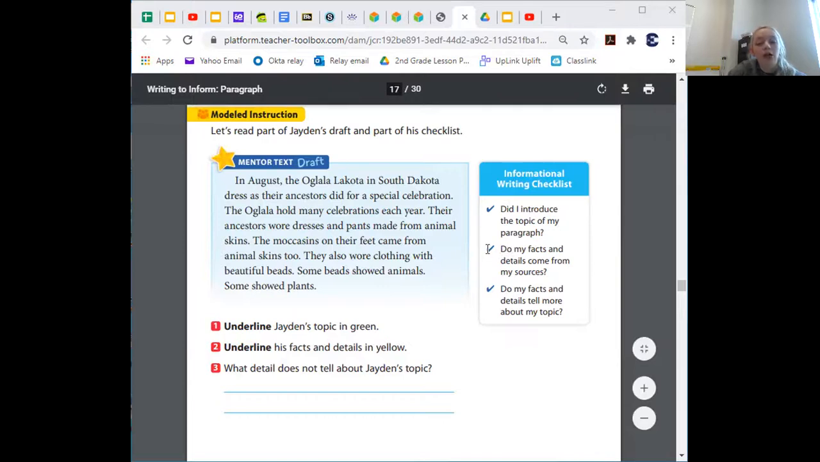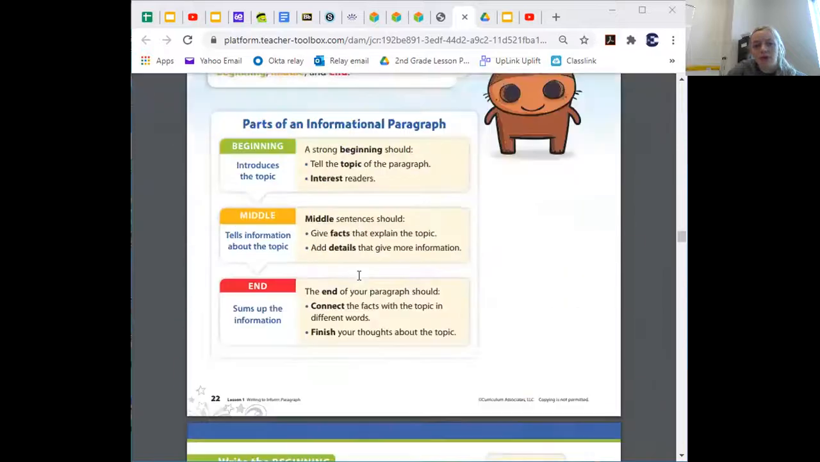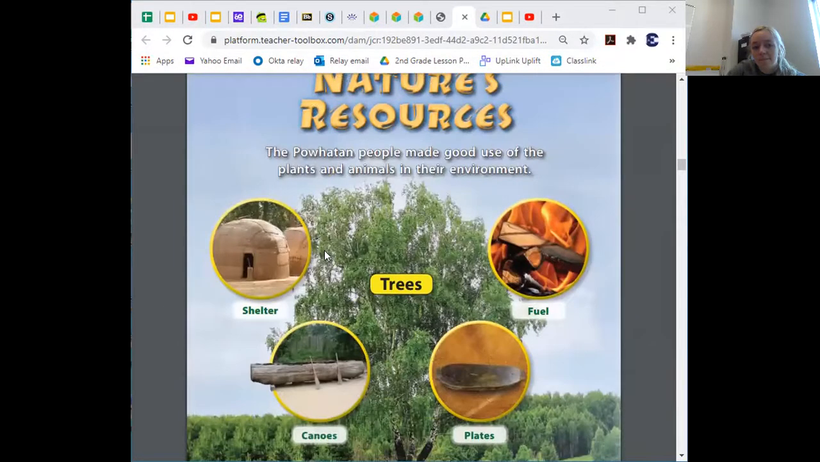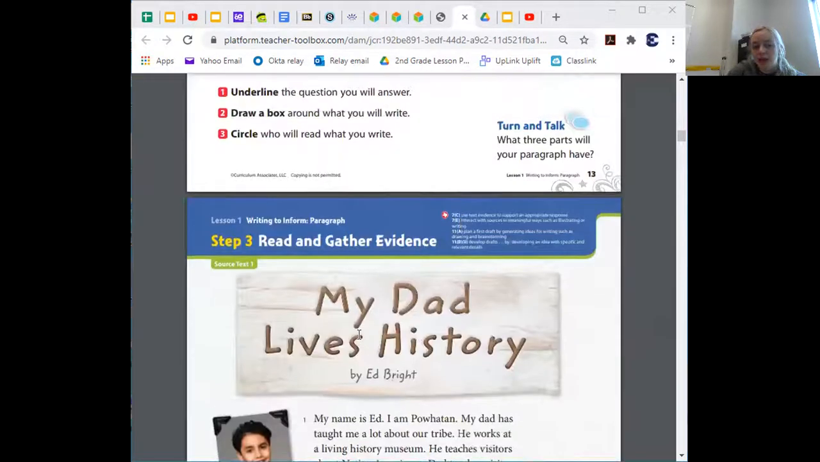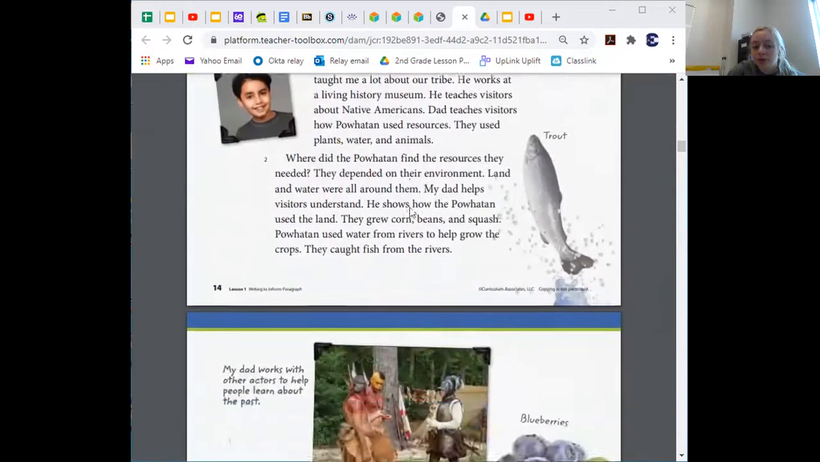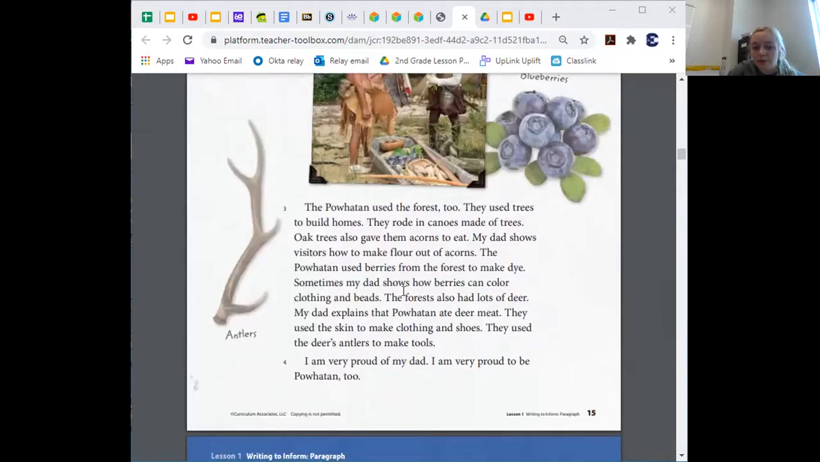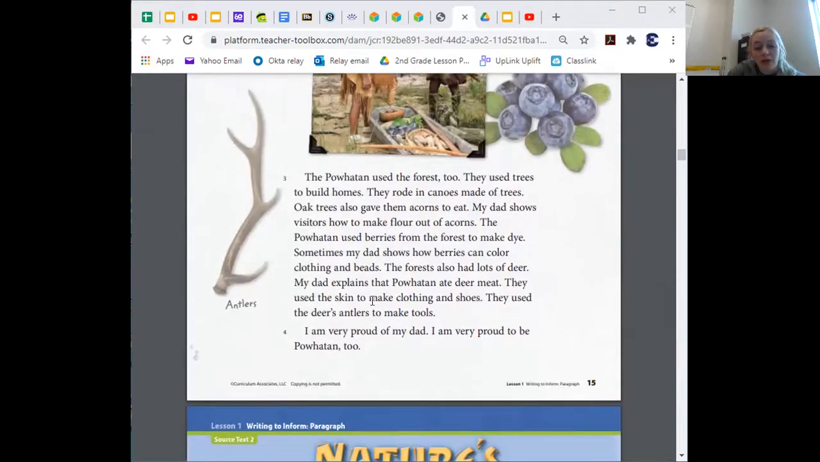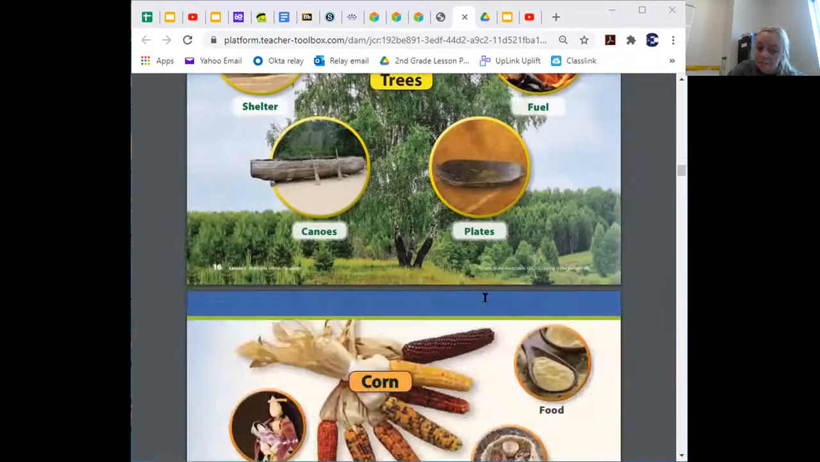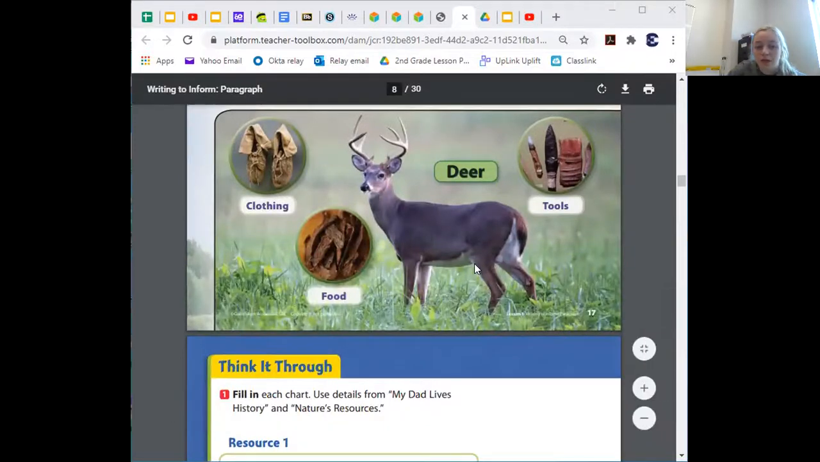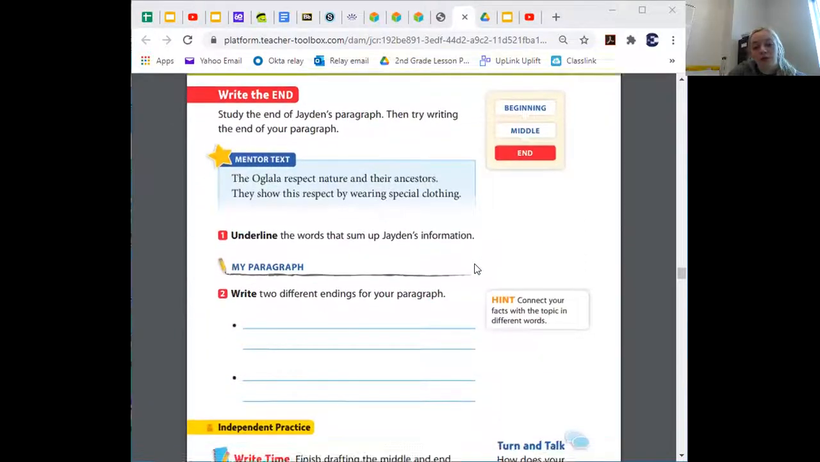Let's read the second one. Do my facts and details come from my sources? Jayden's facts and details were their ancestors wore dresses and pants made from animal skins. The moccasins on their feet came from animal skins too. They wore clothing with beautiful beads. Some beads showed animals, some showed plants. Do you guys remember reading about those from our source text? This one, Natural Resources, and My Dad Lives History. Do you remember reading about beads and the clothing they wore? Here's a detail. They used the skin to make clothing and shoes. So, yep. And in this one, there's some clothing right there. So, yeah, I think we can check off number 2 as well.